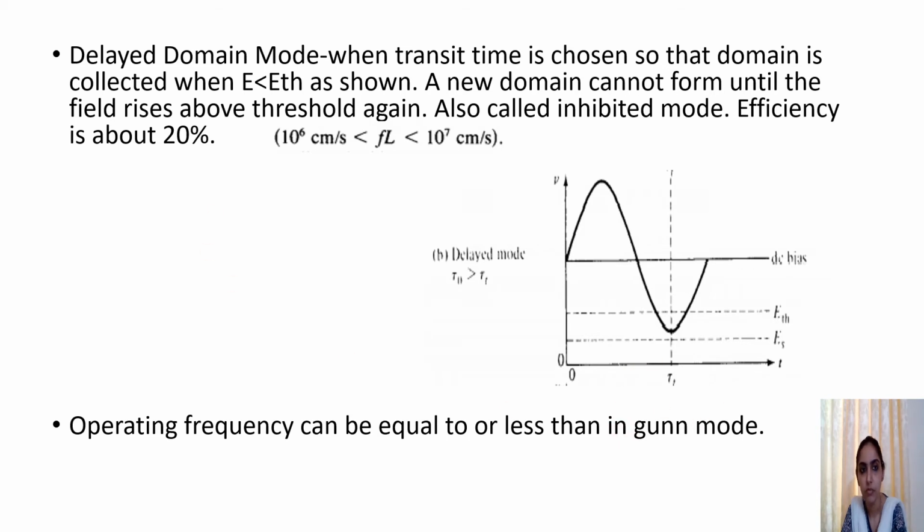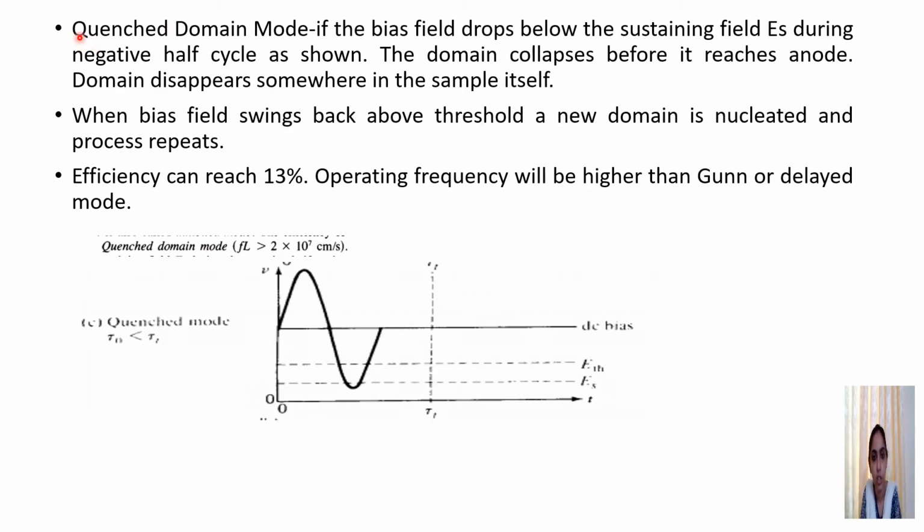Okay. Now next, the quenched domain mode. In the quenched domain mode, what we are considering is that in the negative half cycle, the electric field is dropping below the sustaining electric field. When you are drawing below the threshold electric field, we have a sustaining electric field, and in the negative half portion, the value is dropping below the value of ES. That is, our signal is getting dropped below the ES. So that is the case when we are considering the quenched domain mode.